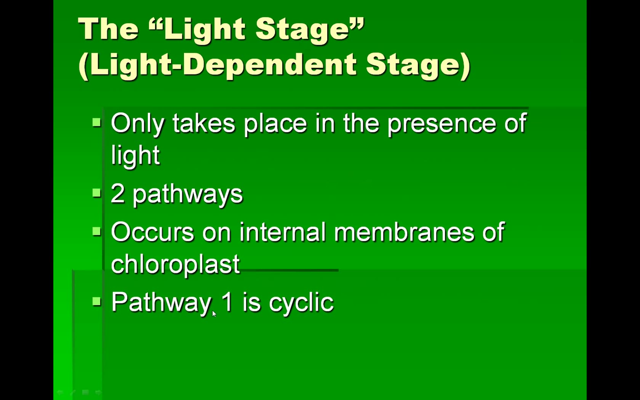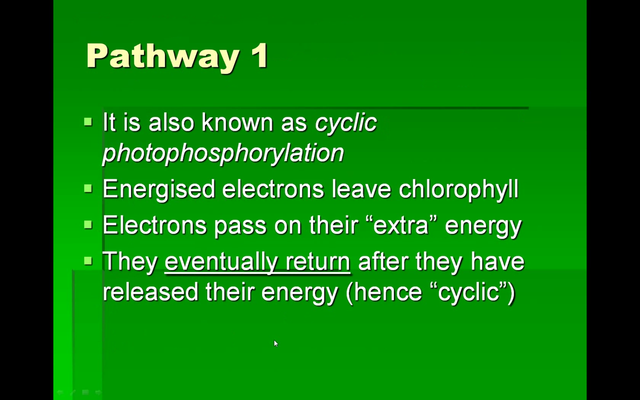The first pathway we'll look at is cyclic. The second pathway is non-cyclic, and we'll see what that means in a minute. The first pathway is known, very complicatedly, as cyclic photophosphorylation. Just to break that down, it's cyclic because the excited electrons that leap off chlorophyll, hit by light and full of energy, will eventually come back to chlorophyll molecules. So that's why it's called cyclic.